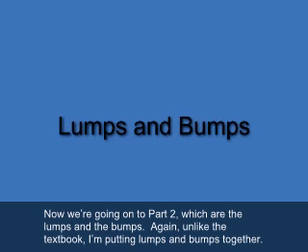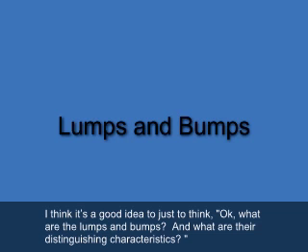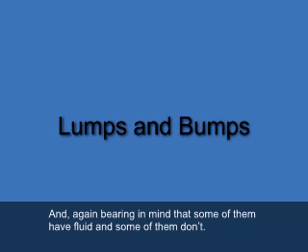Okay, now we're going on to part 2, which are the lumps and the bumps. And again, unlike the textbook, I'm putting lumps and bumps together. We're talking about fluid-filled lesions as well as surface lesions here. That's how the book divides them. But I think it's a good idea just to think, okay, what are the lumps and bumps? And what are their distinguishing characteristics? Again, bearing in mind some of them have fluid, some of them don't.